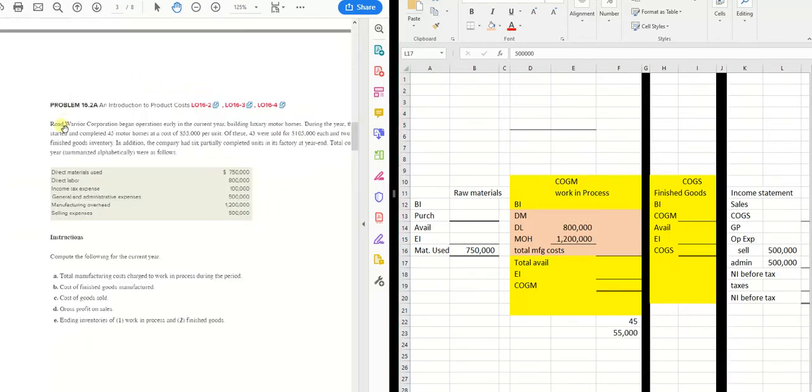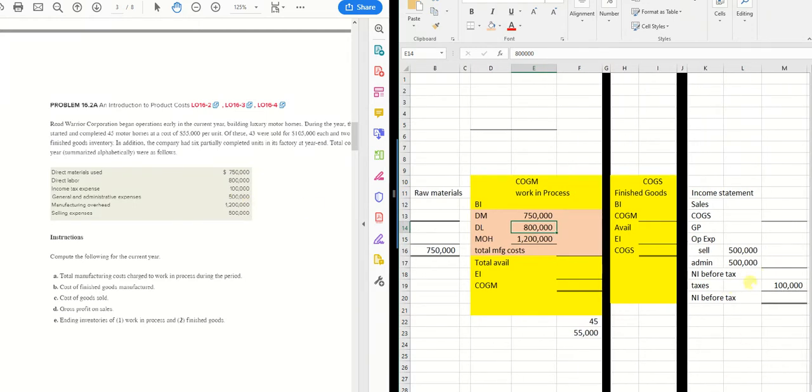Okay, we're going to problem 16.2a, and I've plugged in the numbers. First of all, $750 for direct materials used, which goes there. Notice that I can go ahead and put it there also. So $750, direct labor $800,000, income tax expense $100,000. You can't see that. I'm going to have to push it over.